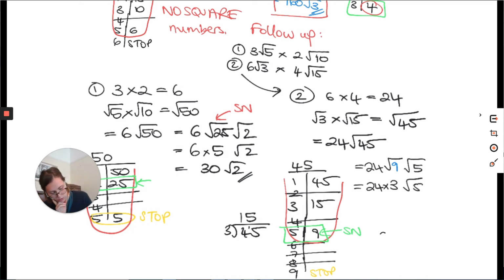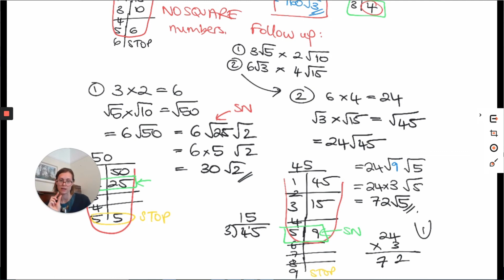Okay, and then you've got to do 24 times 3. So 4 times 3 is 12, carry the 1. 3 times 2 is 6, add the 1, 72. So final answer, 72 root 5. Okay, so that's multiplying surds.